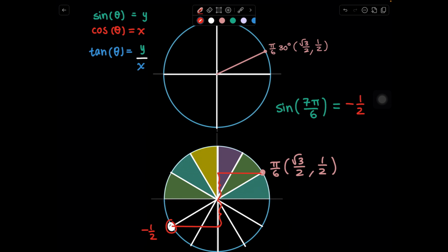Now if they asked you, what about cos of 7 pi on 6? Well, you'll just look at this. You know it's root 3 on 2. So this length here is root 3 on 2. By symmetry, this length there should be also root 3 on 2, but it's on the left-hand side. So that is negative root 3 over 2. So I hope you can see how the coordinate of this point over here will be this.